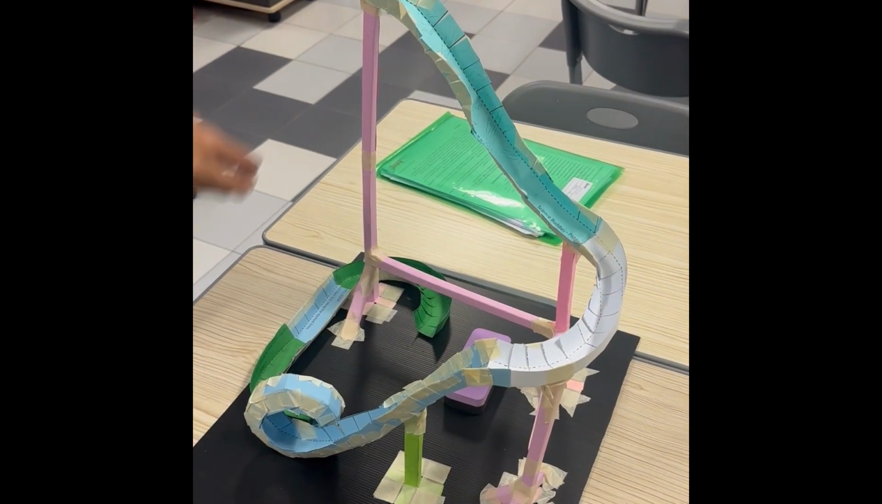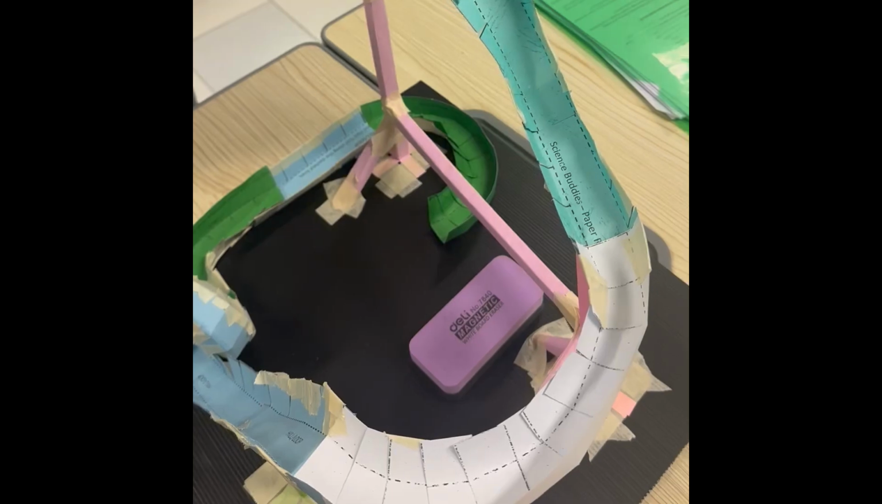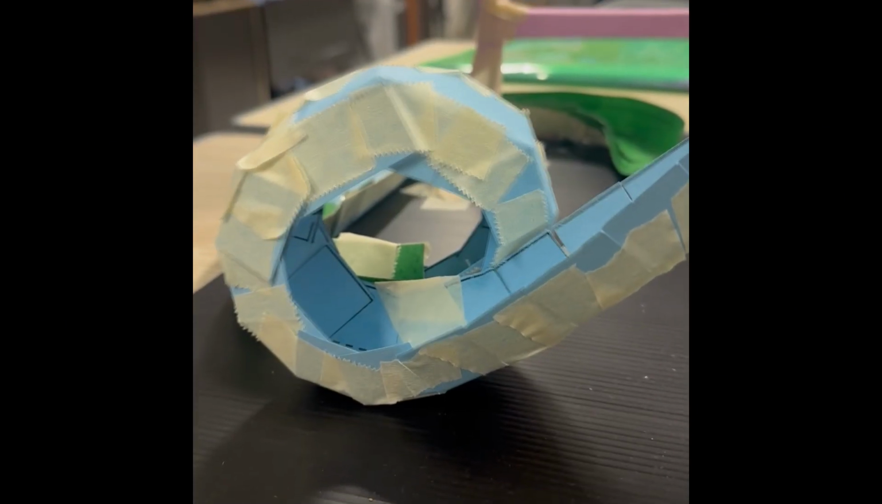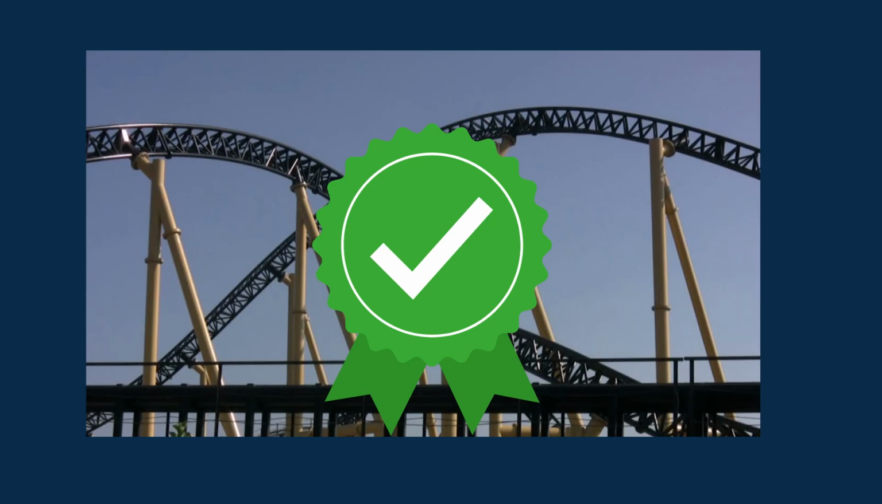My design had a big initial hill to maximize potential energy at the start. As the coaster moved, I noticed that sharp turns and loops added excitement, but with enough height and energy, the roller coaster successfully passed through the loop with ease. But first, why does the marble stop at all in the first place?